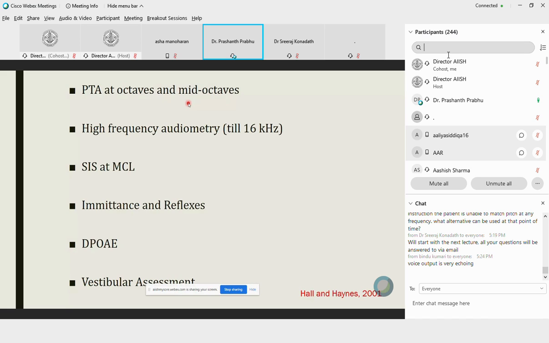High frequency audiometry beyond 8K is also recommended, because they may have hearing loss beyond 8K. So to understand that, it is always advisable to do high frequency audiometry. Do SIS not at SRT plus 40. Find out the most comfortable level, and we should do SIS at that level.